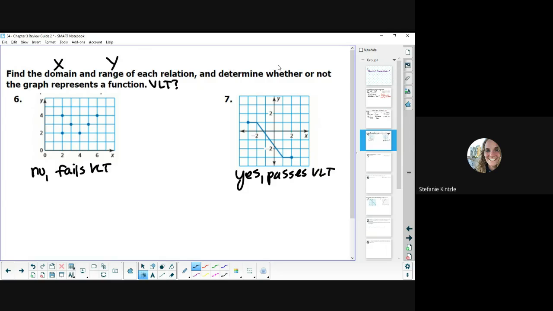All right, next, it doesn't say this in the directions, but you're going to have to do this on the test. Is this a discrete or a continuous domain? Discrete, because they're distinct points. Distinct points is a discrete domain. These are connected, which means this is a continuous domain. Now, if you have a discrete domain, you need to list those distinct points. So for my domain, we're going to list all the x values: 2, 3, 4, 5, and 6.